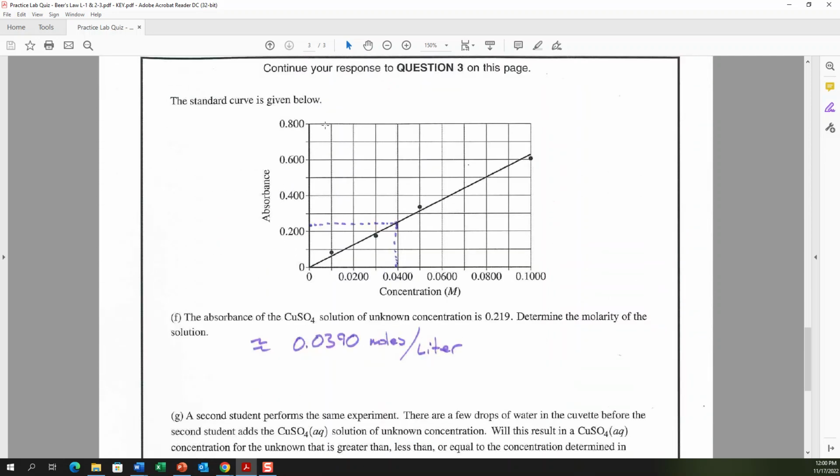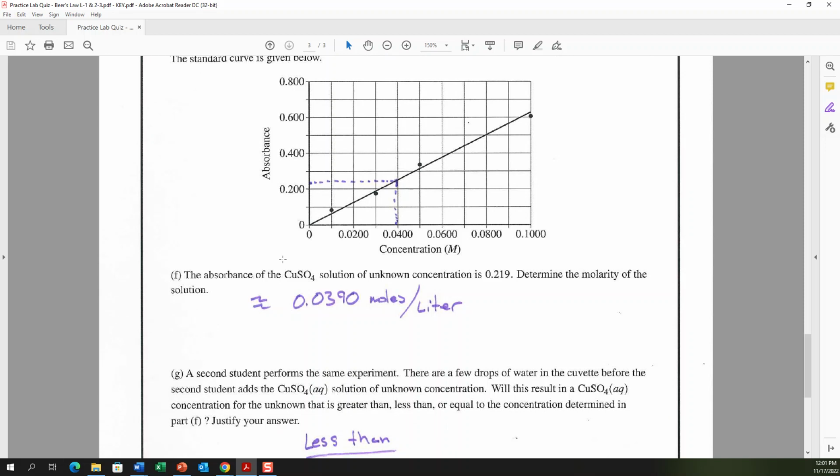All right, and then so this is the graph that the student made with the absorption versus concentration. They made their 4 standardized solutions, measured the absorbance of each of those solutions, and graphed absorbance versus concentration. Okay, and they give us the absorbance value for our unknown copper sulfate solution, 0.219, and we've got to determine the molarity. So we can just use the graph.